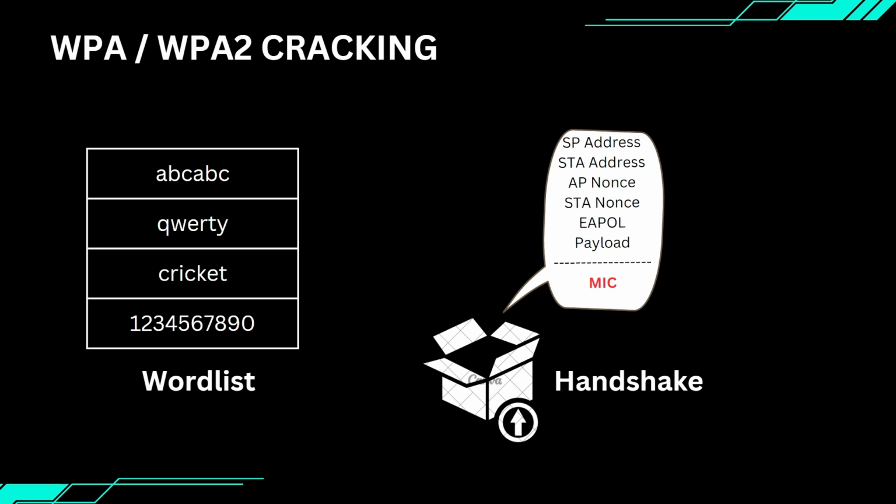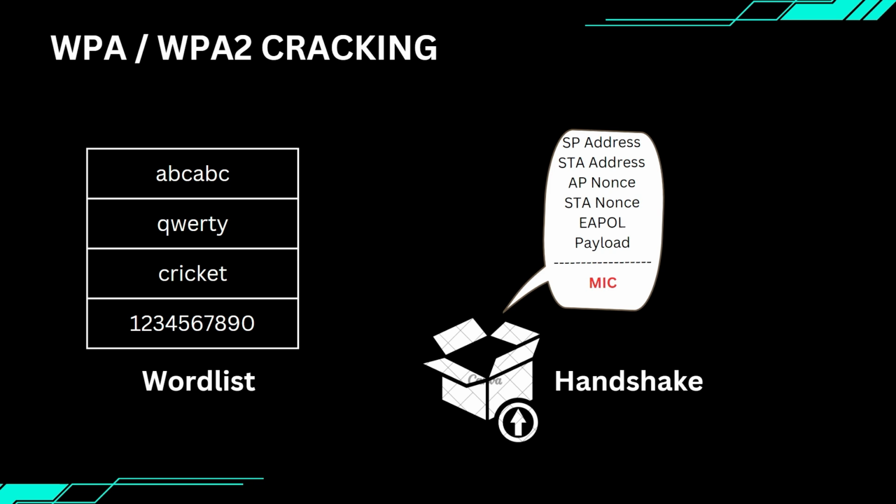It keeps repeating this process, taking each password from the word list, combining it with the handshake data, generating a new MIC, and comparing it with the original MIC. If one of the passwords generates the right MIC, that's the network password. If none of them match, then we won't be able to get the password using this word list.